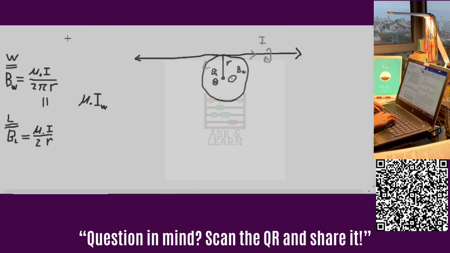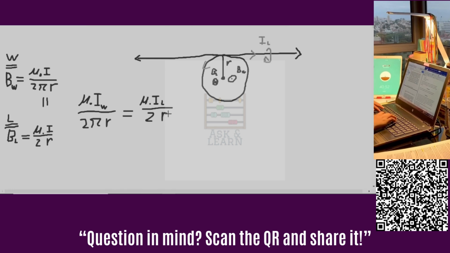And we are given the wire. That's one of the parameters for the problem, we know the current in the wire. This I is known. This is divided by 2 pi r. Now the loop on the other side, B is equal to mu naught times the current in the loop, which we don't know. That's what we need to find, the current in the loop, divided by 2r.